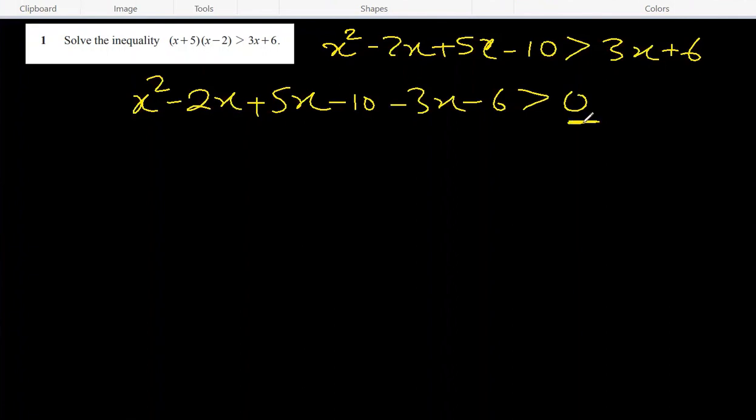And this is the purpose. We want to make it as compared to 0. In this case, greater than 0 means we want this part to be positive. Greater than 0 means anything more than 0, which is positive.